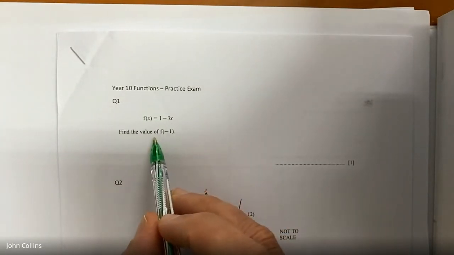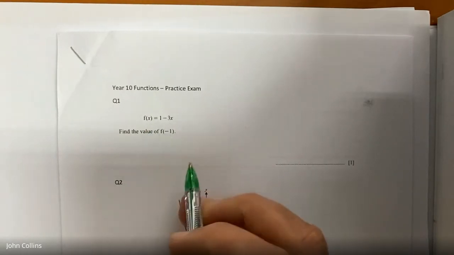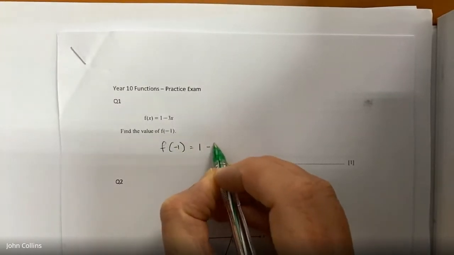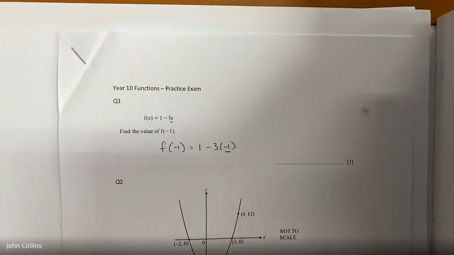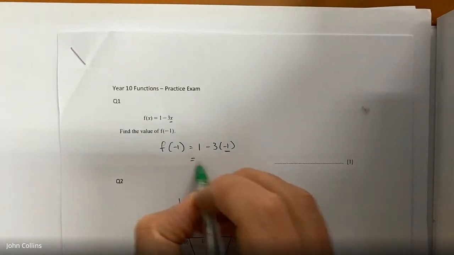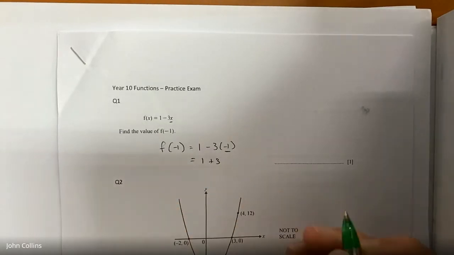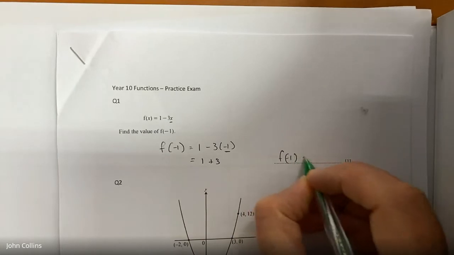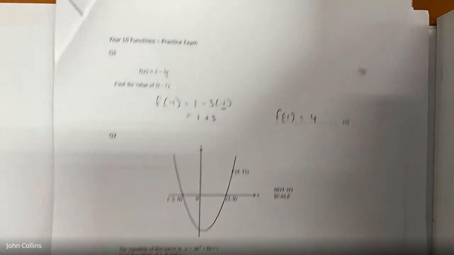This first question is asking us to replace x with minus 1. So you would just replace this x here with minus 1 and then work out what the answer is. So it's 1 minus 3 times minus 1, which is plus 3, and that's going to give 4. So f of minus 1 equals 4. Just saying 4 will give you a mark for that. Hopefully that was pretty straightforward.